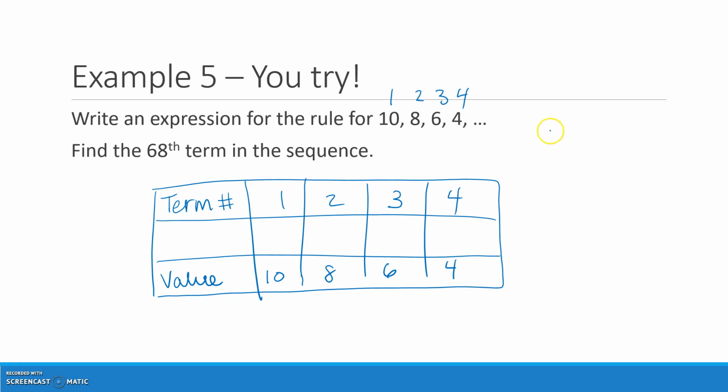So to get from 1 to 10, I can try one step. So I could do 1 plus 9, or I could do 1 times 10. But neither of these are going to work, because if I do 2 plus 9, I would get 11. If I do 2 times 10, I would get 20. So neither of those are going to work.